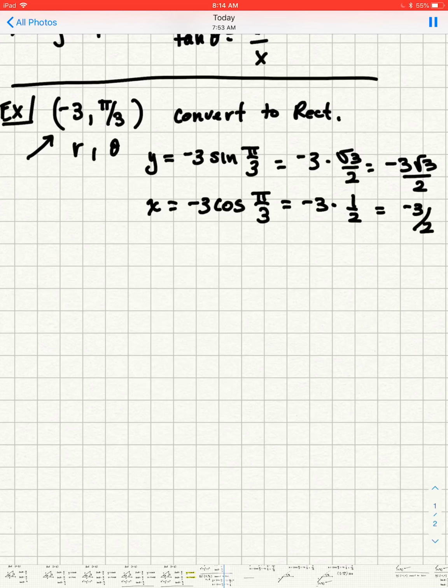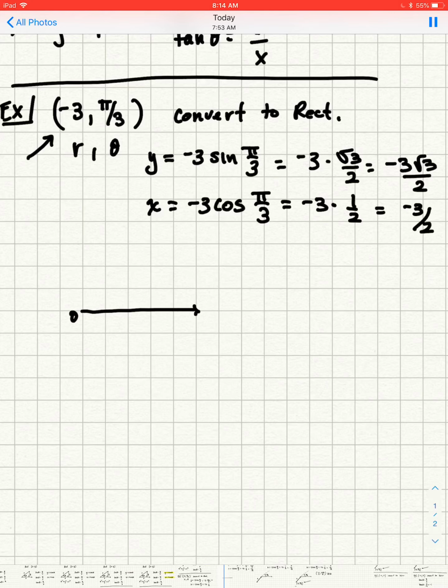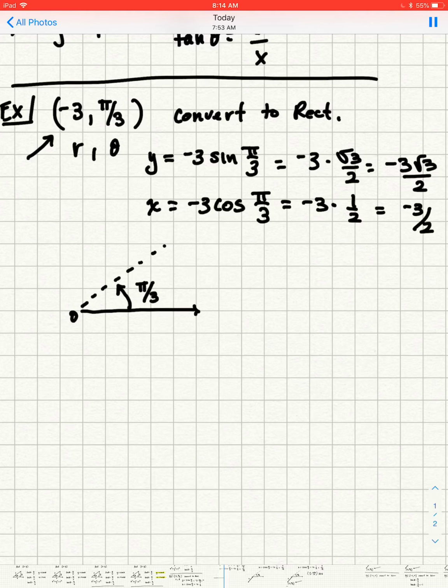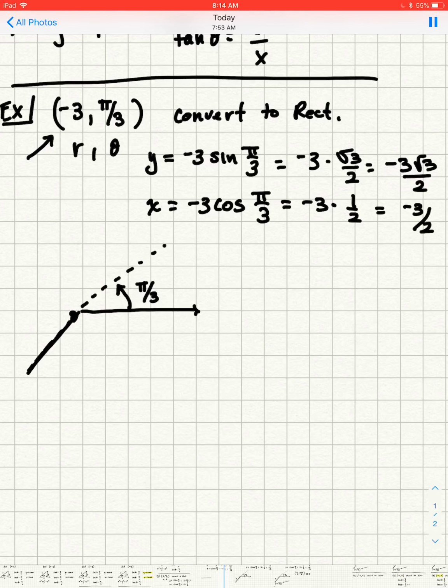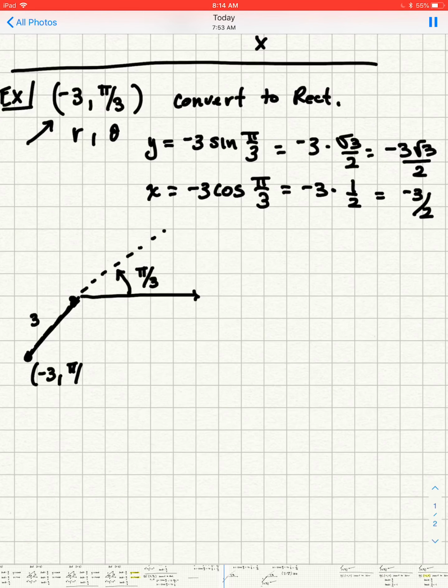Just a couple things, if you think about when we were sketching these before. If this was the point negative 3 where your radius is negative and you're going pi over 3, remember how this works. You're at your initial side or your positive x-axis, and our angle would be pi over 3, and normally you would be going in this direction, but because it's a negative 3, you're actually going back that direction, 3 units. And that would be your point negative 3, pi over 3.